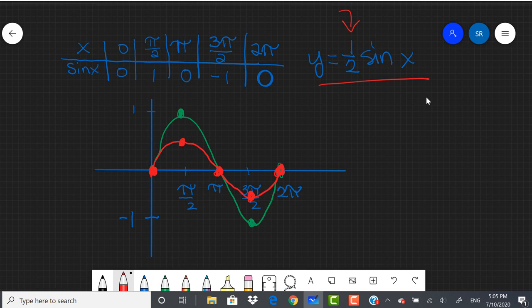So basically, when you multiply by 1/2, it kind of shrunk or lowered our graph. Now the red one is a little bit of a shorter wave, while the green is a higher and lower wave. And that is what happens when we multiply by 1/2. I'll see you in the next video.